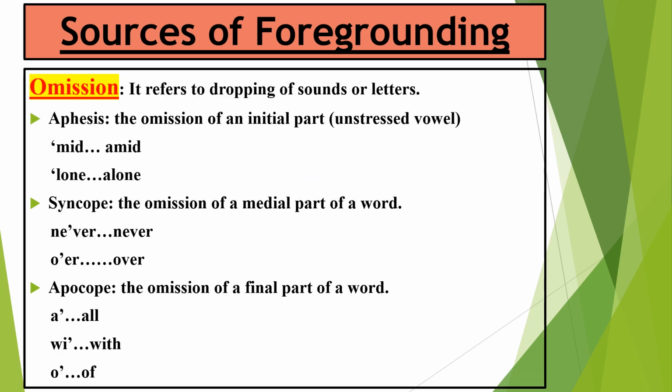Now, what is omission? Omission is the dropping of sounds, or you could simply say it is ellipsis. If we drop or omit the sound from the initial part, this is called aphesis, as in amid, alone, where we have dropped the sound. Syncope is the omission of the medial part, as in never, over. Apocope is the omission of the final part. So this is called omission.